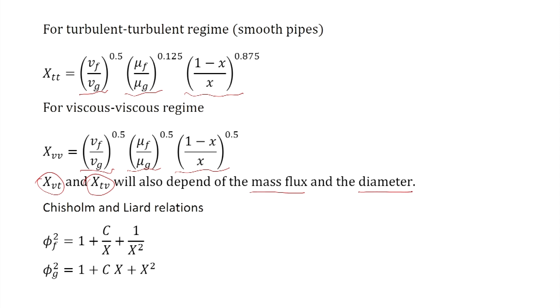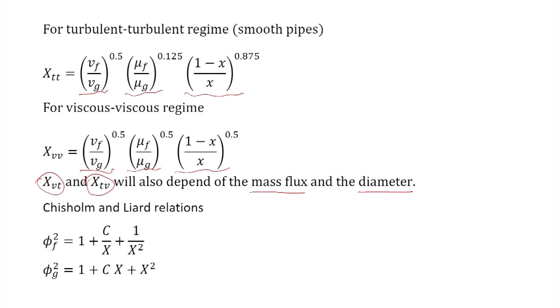Now, to correlate the frictional multipliers, there are relations given by Chisholm and Laird. Originally, Lockhart and Martinelli had given graphs. Then later on, Chisholm and Laird gave these relations. Phi_f square is equal to 1 plus C by X plus 1 by X square, and phi_g square is equal to 1 plus C X plus X square. Now, C is a parameter, and its values are different for the different flow regimes, and they gave the following values.